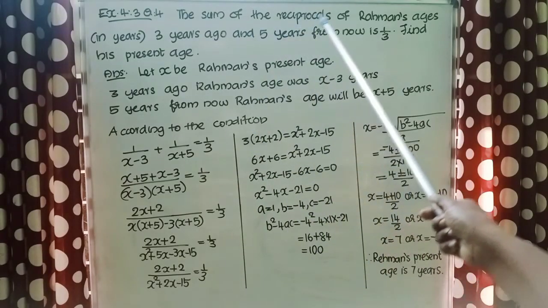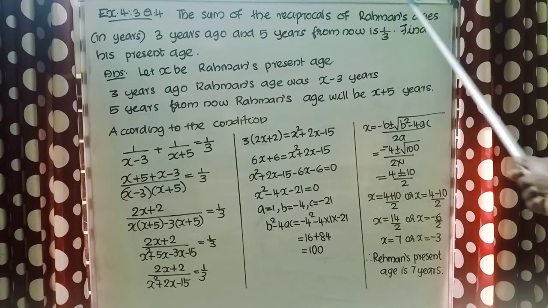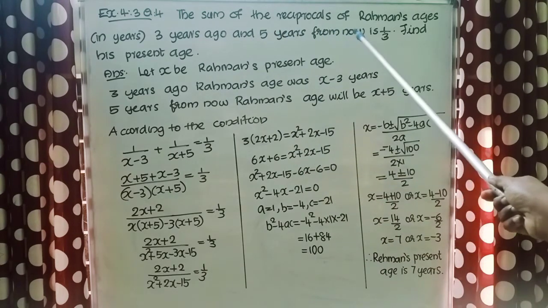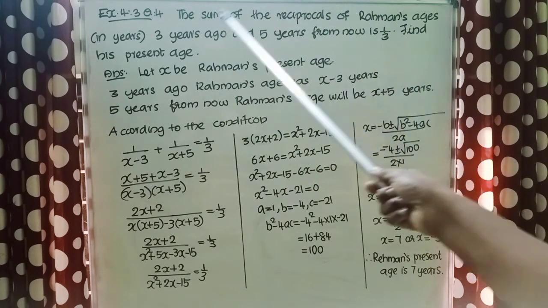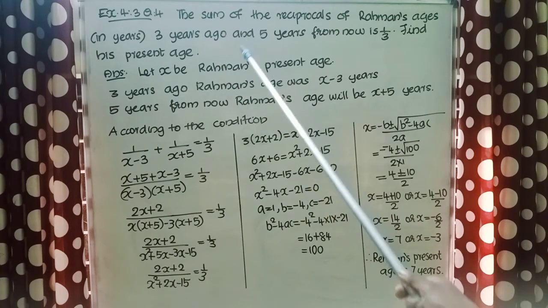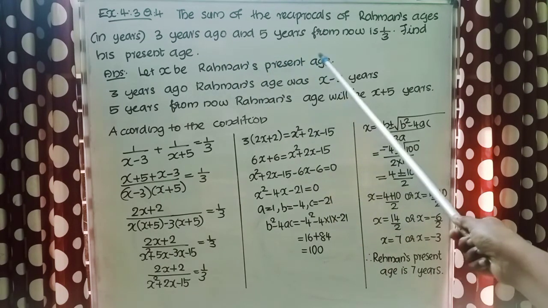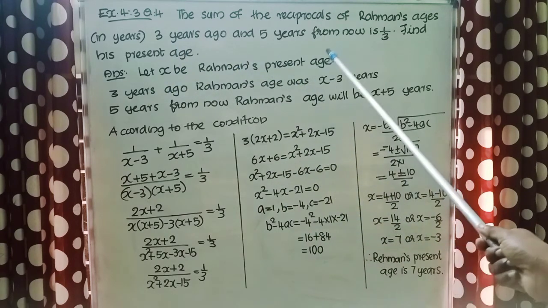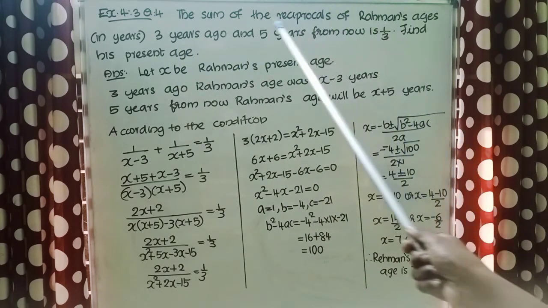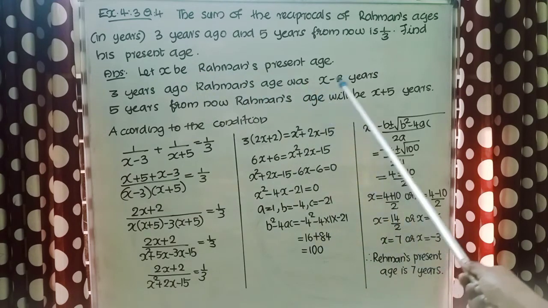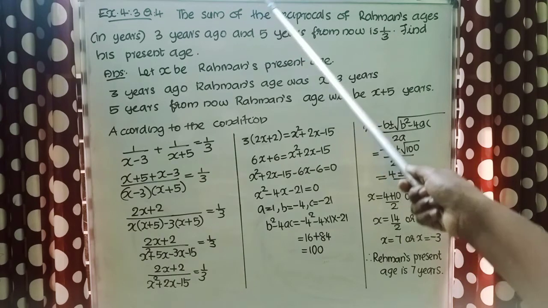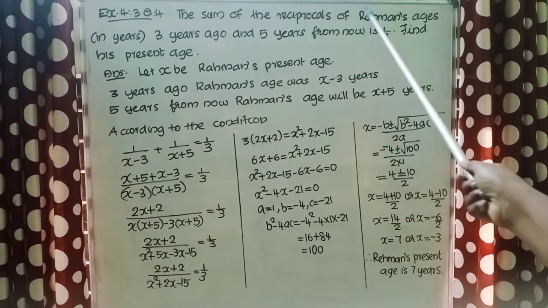The sum of the reciprocals of Rahman's age in years 3 years ago and 5 years from now is 1 by 3. Find his present age. So let us take x be the Rahman's present age. 3 years ago Rahman's age was x minus 3 years. After 5 years Rahman's age will be x plus 5 years. It is given sum of the reciprocals is 1 by 3.